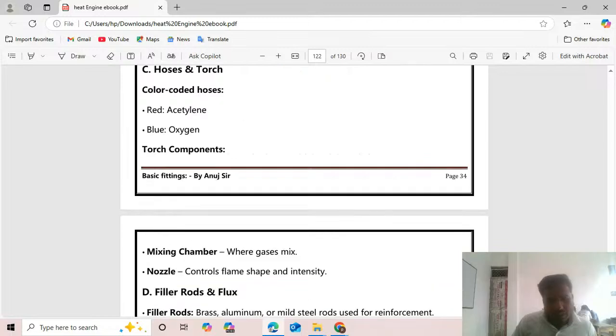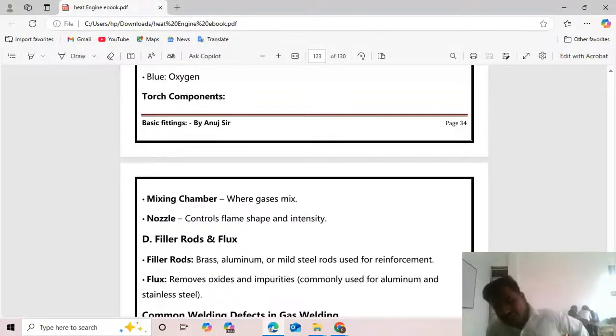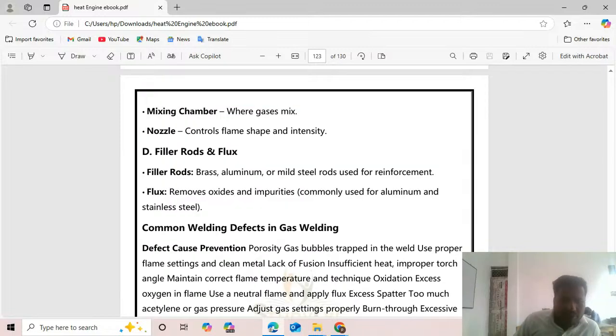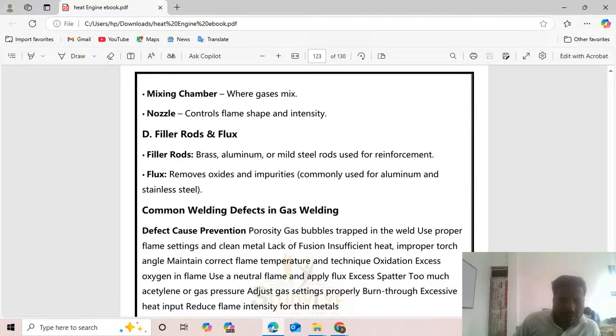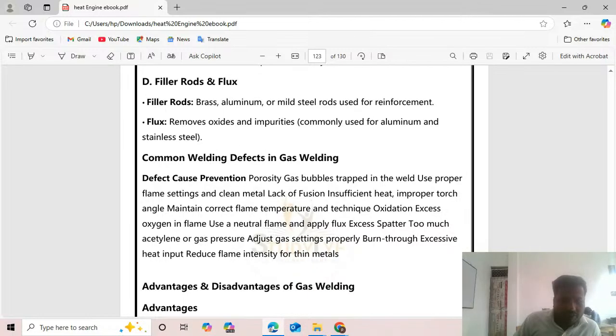Basically, in gas welding you will see there are some gases: oxyacetylene, hydrogen, and in that the presence of oxygen. Sometimes the oxygen is in excess, sometimes the acetylene is in excess. So the welding process is done on the basis of the flame, an additional flame we use here, and the metal gets melted and finally joined. This type of welding is called gas welding.